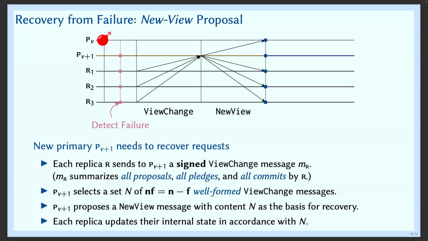The support of the new view is all these view change messages, and it constructs a proof. This is the new view, and this is what was sent by the majority of the replicas.